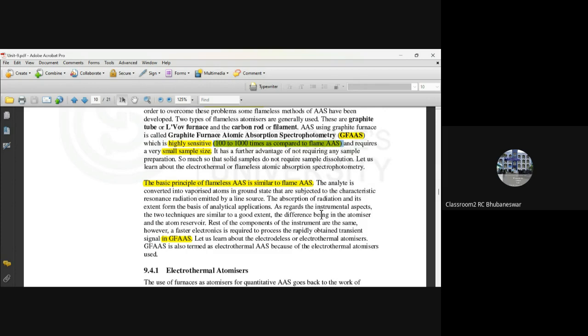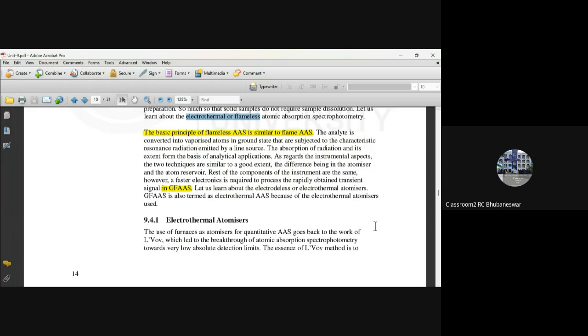So mostly you are going to detect elements like alkali and alkaline earth metals in any sample you want to study. It requires a very small sample size also. It has a further advantage of not requiring any sample preparation. Sample preparation is not needed here, so much so that solid samples do not require sample dissolution also. Let us learn about this flameless method of studying.